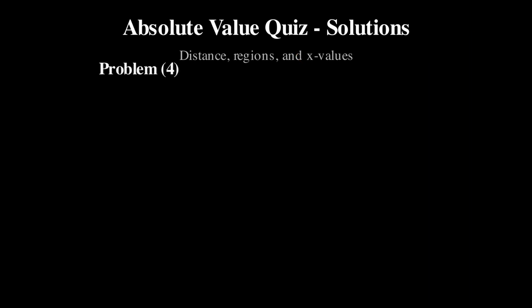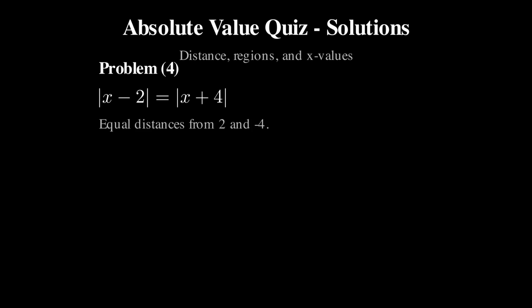Problem 4, the equation absolute value of x minus 2 equals the absolute value of x plus 4. This says the distance from x to 2 is equal to the distance from x to negative 4. An equation of absolute values splits into two cases. Either x minus 2 equals x plus 4, or x minus 2 equals negative open bracket x plus 4 close bracket. The first case leads to a contradiction, but the second simplifies to 2x equals negative 2, so x equals negative 1. The solution is the single point x equals negative 1.